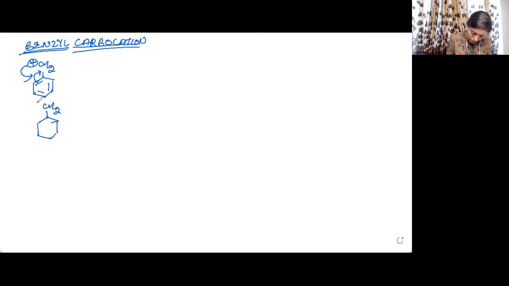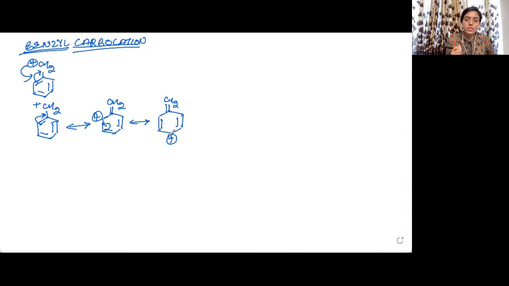So I'm drawing it here now. It will move here. Now, here will be the double bond, and this carbon will carry the positive charge. Next, with this positive charge there, this bond will move here. Here is the positive charge.